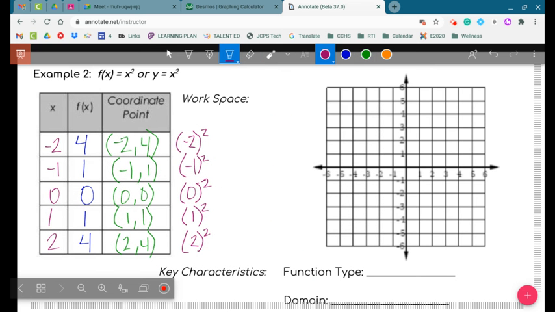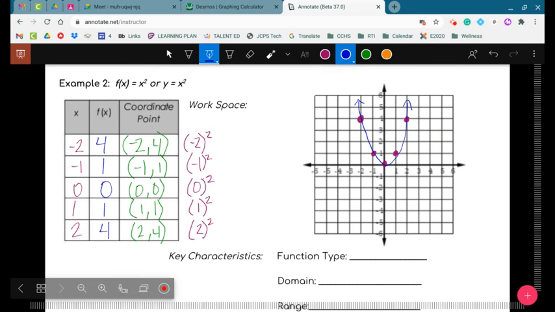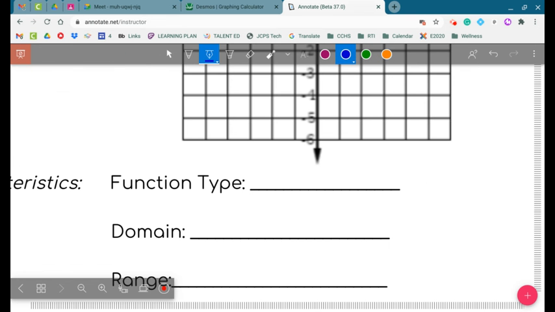Graph these. -2, 4, -1, 1, 0, 0, 1, 1, and 2, 4. So if you can remember, this is that U shape. So hopefully you realize that this one's a quadratic.